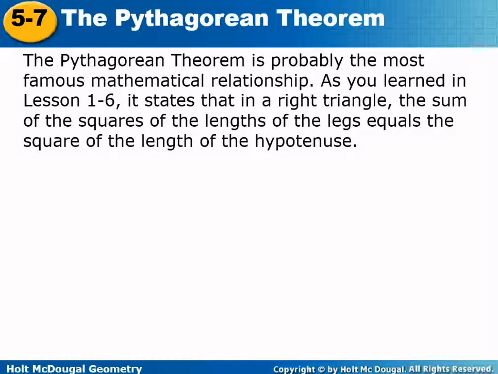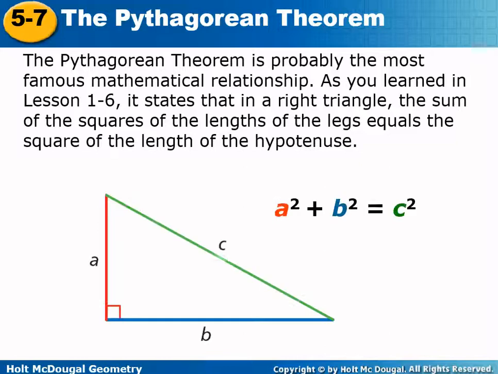Alright, the Pythagorean theorem is probably the most famous mathematical relationship. We've learned this even in this book in Chapter 1, Section 6, when it basically says that the sum of the squares of the lengths of the legs of a right triangle equals the square of the length of the hypotenuse. You have to have a right triangle to use the Pythagorean theorem. And we usually say it as a squared plus b squared equals c squared.